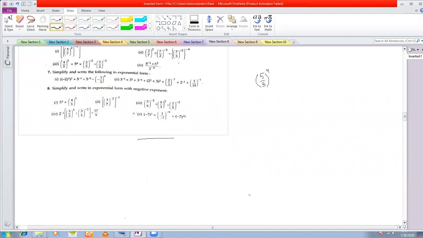So 5 by 2 to the power of minus 1, 5 by 3 to the power of 4 plus 3 by 5 to the power of minus 2, and this is divided by 17 by 9.